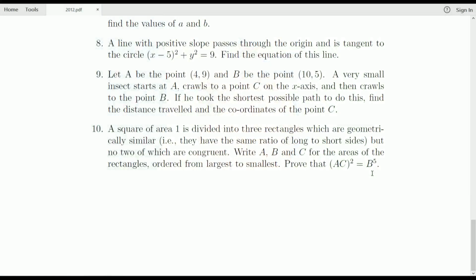That said, maybe as I'm trying to show that the division is unique, I will find that, oh, no, there's a lot of different ways to do it, but they all have this thing in common, and I can use this thing to show that AC squared is equal to B to the 5. Okay? So, I'm going to grab our pen, we're going to grab some paper, and we're going to go at it.